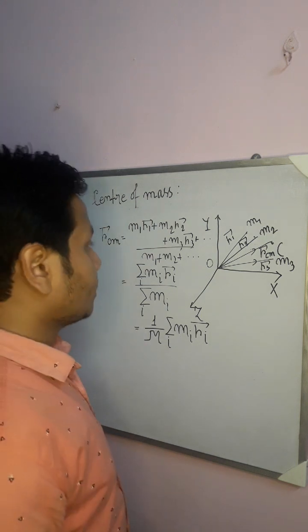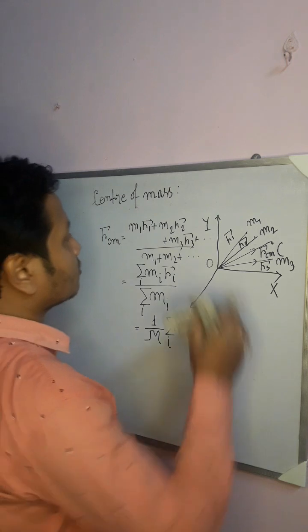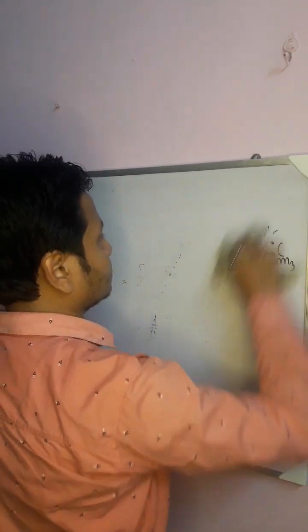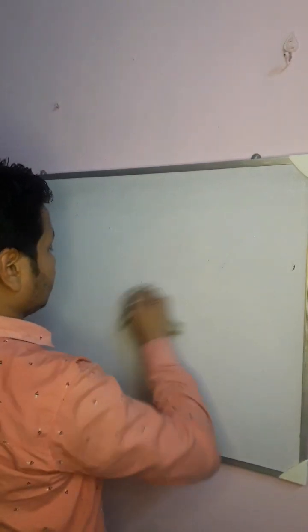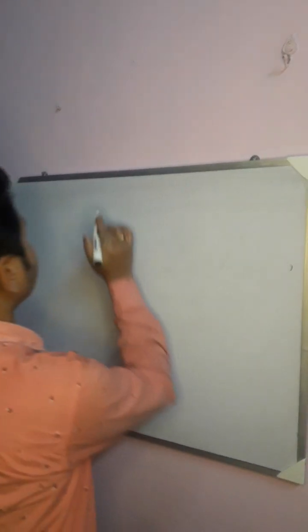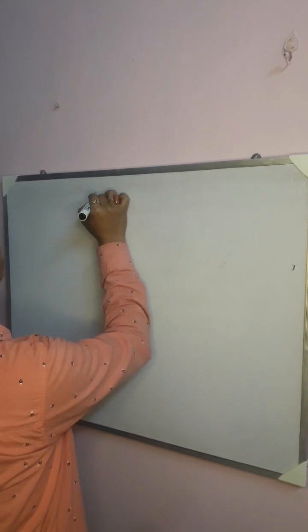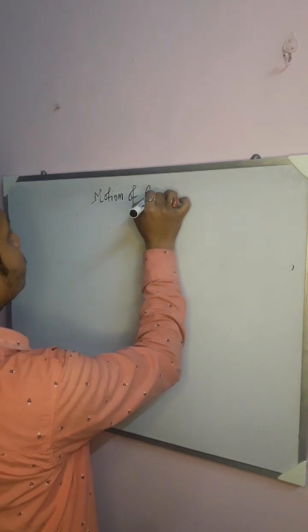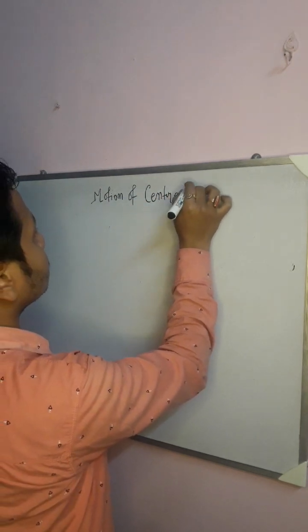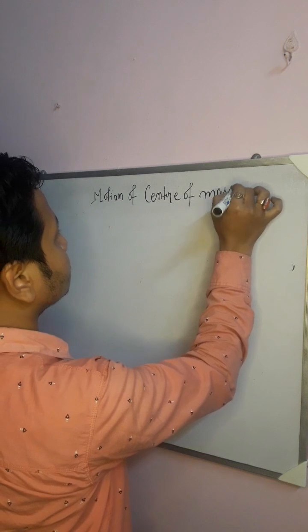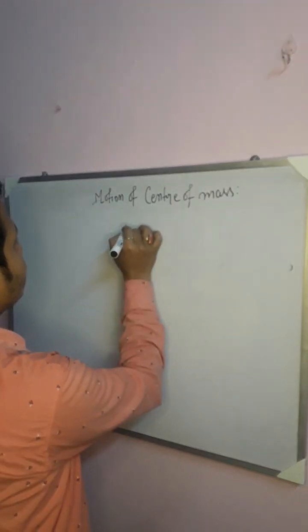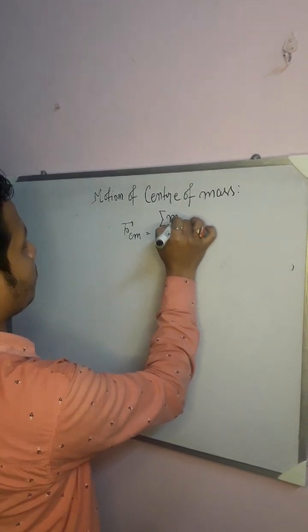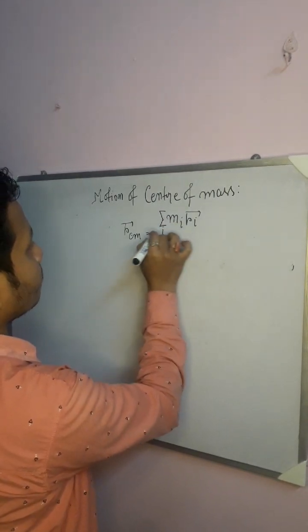Now if we look back into the motion of the center of mass, then from that motion we will easily explain what the center of mass is. So at first let us discuss the motion of the center of mass.